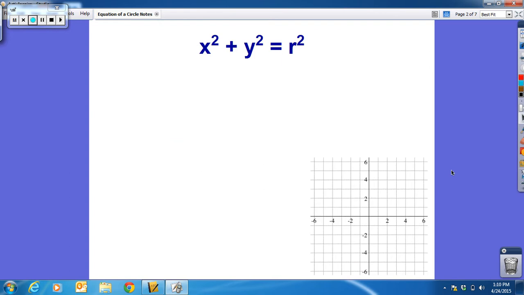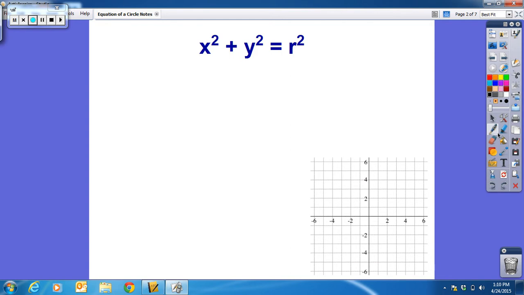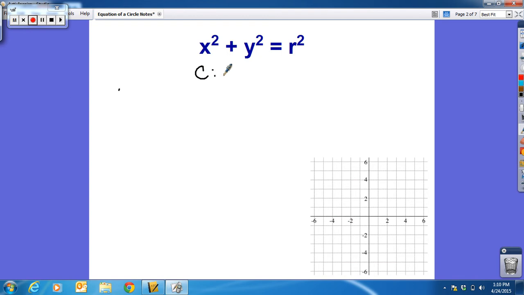The normal equation that you're going to see of a circle is x squared plus y squared equals r squared. And r is the radius. So it's going to give it to you as it's squared. An example of this one right here has a center of 0, 0, and the radius is equal to just r in this case. So let's try an example with actual numbers.